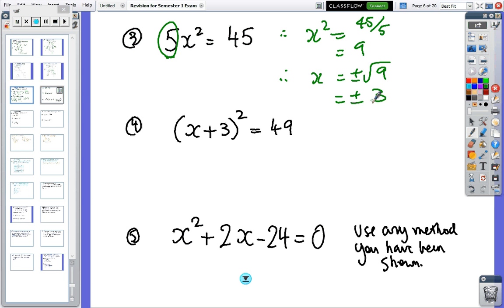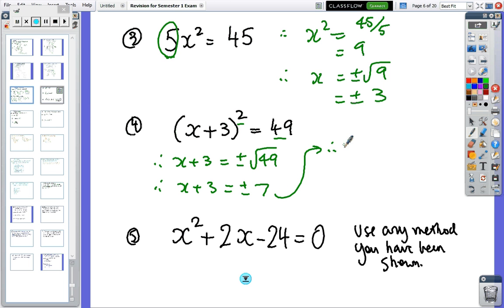In the next one, we've got a squared perfect square. So x plus 3 equals plus or minus the square root of 49. So x plus 3 equals plus or minus 7. And then take the 3 across. So we've got x is minus 3 plus or minus 7. So our 2 answers are minus 3 plus 7, which equals 4, and minus 3 minus 7, which is minus 10. So there's our 2 answers.